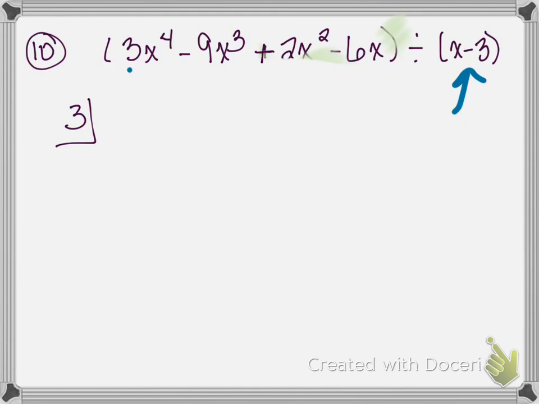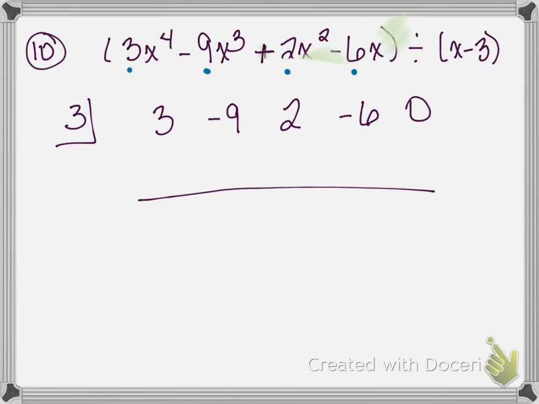Then I'm going to put each one of the coefficients. So I have 3 for x to the 4th, negative 9 for x to the 3rd, 2 for x squared, negative 6 for x, but I have to put a 0 in. Got to put a 0 in for that constant. Okay? So now I'm going to bring down my 3. Okay, 3 times 3 is 9. So I'm left with a 0 again, and that's okay. 3 times 0 is 0.